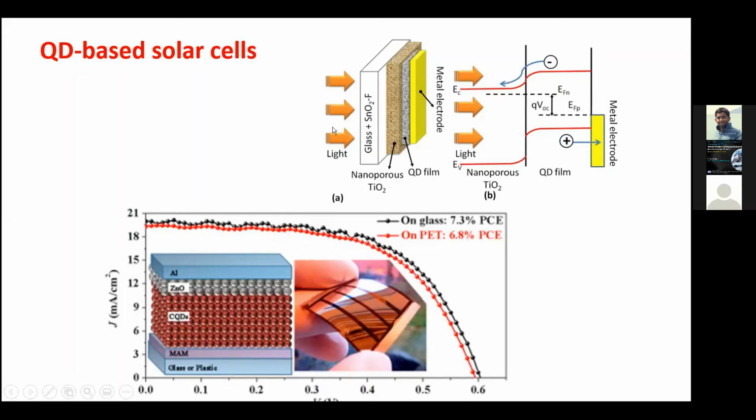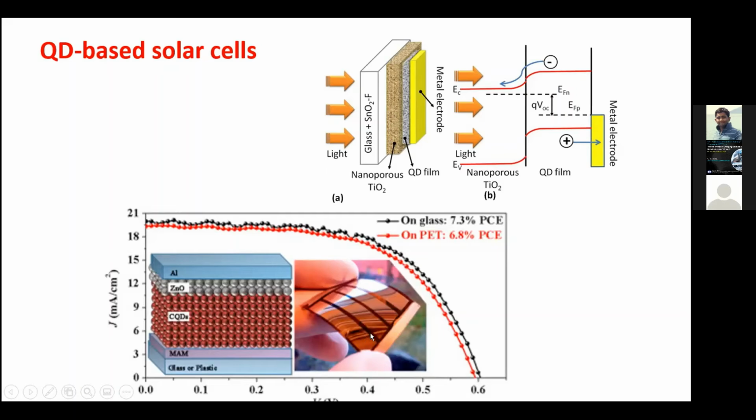Then when light passes through, excitons are generated in the quantum dots. The hole goes through the hole transport layer, and the electron comes through the porous TiO2 layer, and it recombines, and you will have some light.